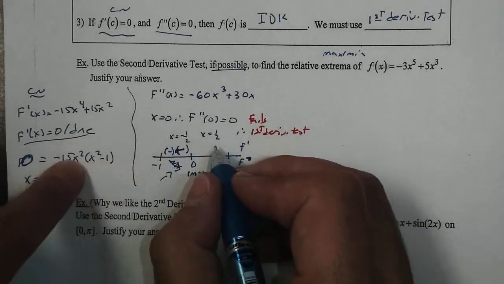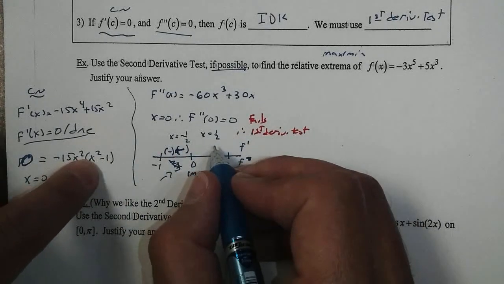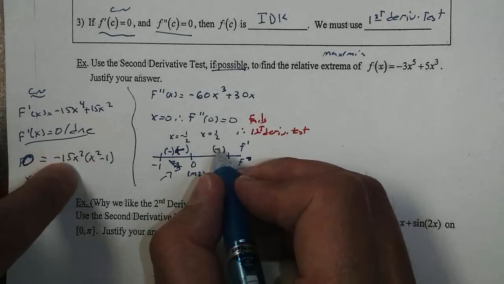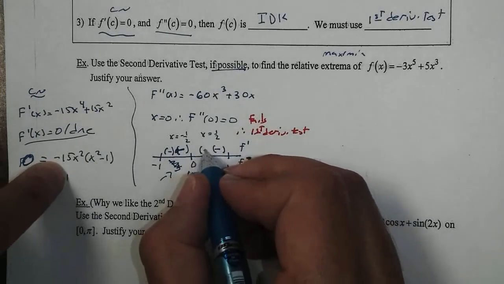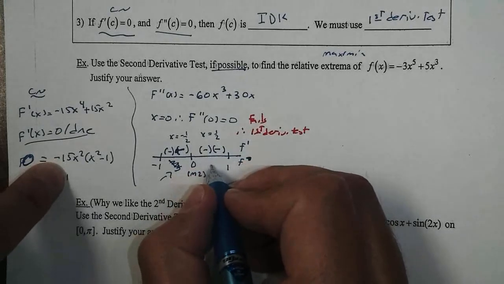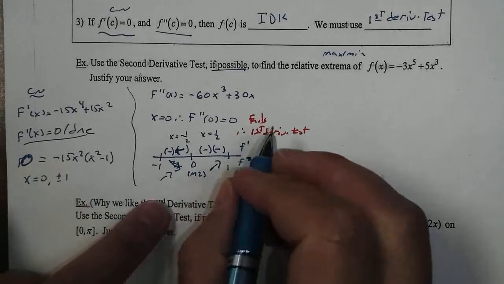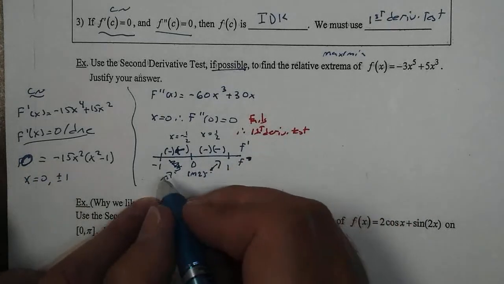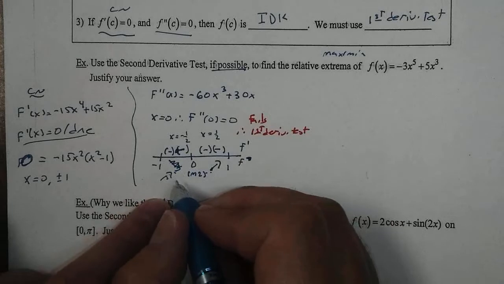So if we plug in the 1/2, same thing. We're going to get 1/2 squared minus 1, so that's going to be negative. And we also have this 1/2 squared times negative 15, so we get negative again. And of course, two negatives make a positive. So if you notice on both sides, they're going up. Now, what does that tell me?